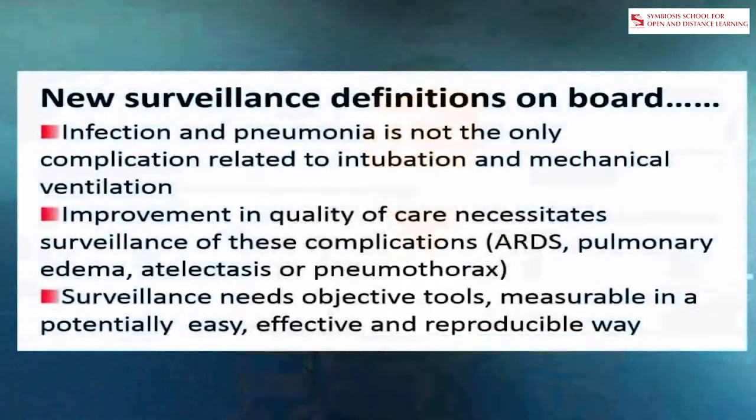The new surveillance definitions on board are: infection and pneumonia is not the only complication related to intubation and mechanical ventilation, but improvement in quality of care necessitates the surveillance of these complications like ARDS, pulmonary edema, atelectasis and pneumothorax. So your patients are going to have some other non-infection related complications just because of the mere presence of the endotracheal tube and mechanical ventilation. Surveillance needs objective tools measurable in a potentially easy, effective and reproducible way, and that is why these new definitions have come into the picture.